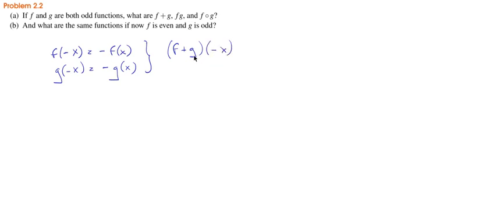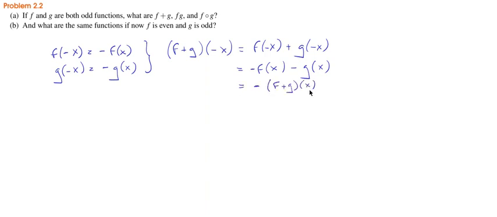So f plus g is another function that's defined as the sum of both functions. The definition of the sum is just the sum of the two components together, and because f and g are odd, we have minus f plus g of x. So that means that f plus g is odd.